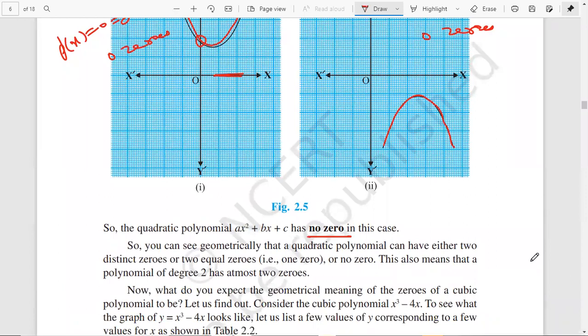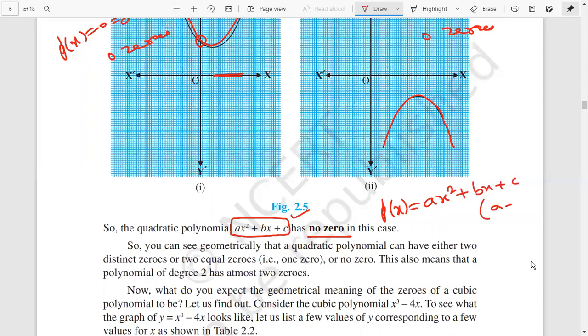No zero, correct. This is a parabola equation, or we can say a standard quadratic polynomial of degree 2. And no zero means there is no value of x we can take for which this p(x) is 0. See, p(x) is the quadratic polynomial ax square plus bx plus c. This is our standard equation, a not equal to 0. So no zero means no value of x we can take so that p(x) is 0. Any value means no real values of x.